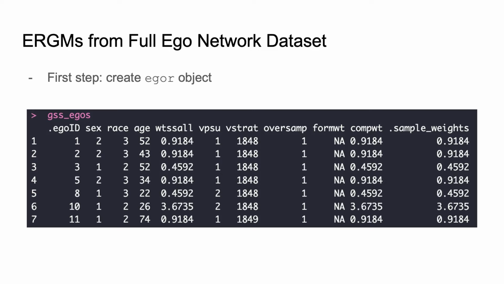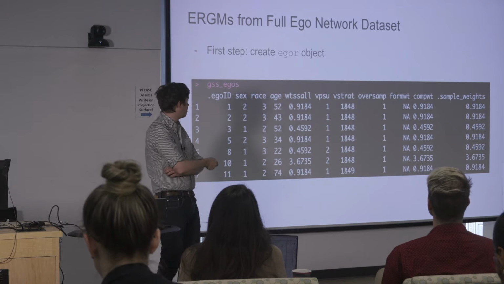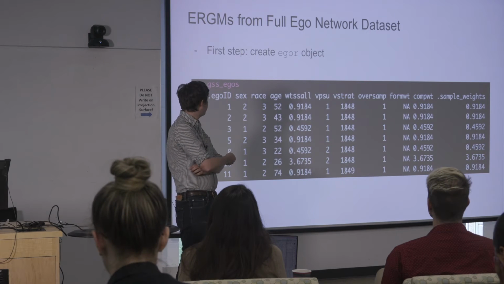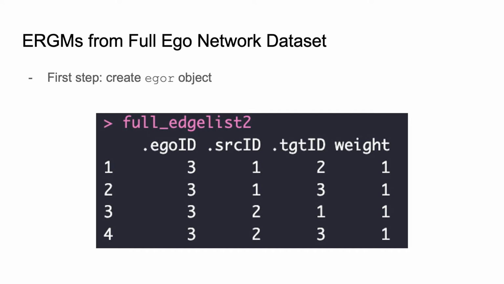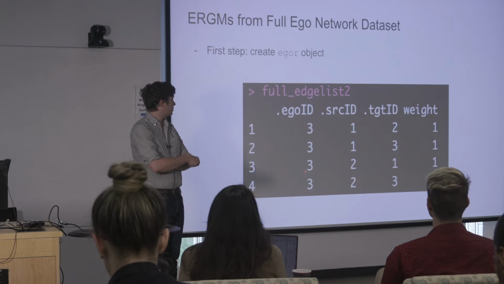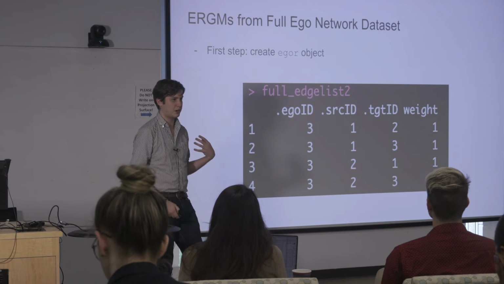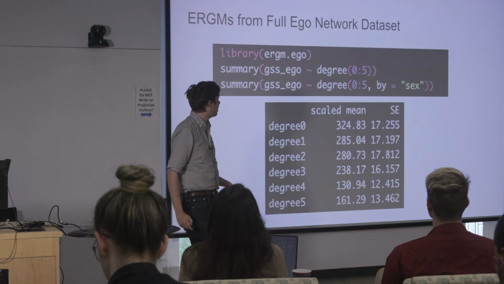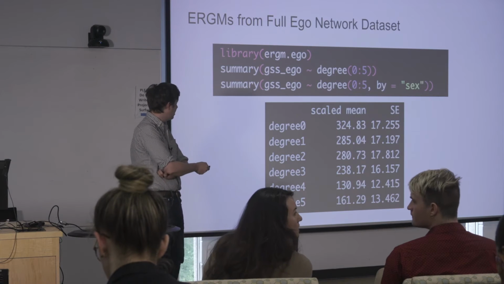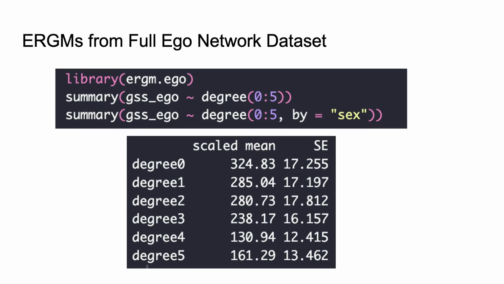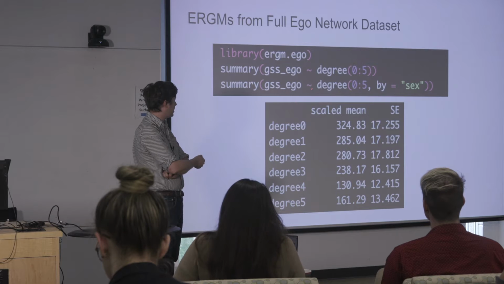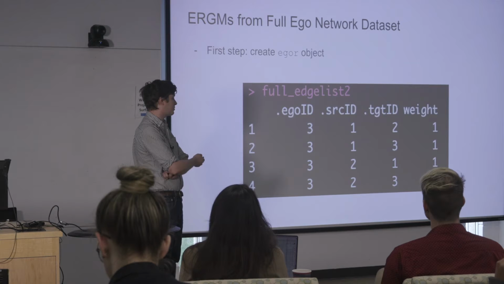And then again, same kind of node level information for egos, and then the edge list, which is a pretty standard edge list. But you do need to index that this is the edge list within a particular ego and who they're nominating. And then once you do that, then you're fitting the model pretty much.